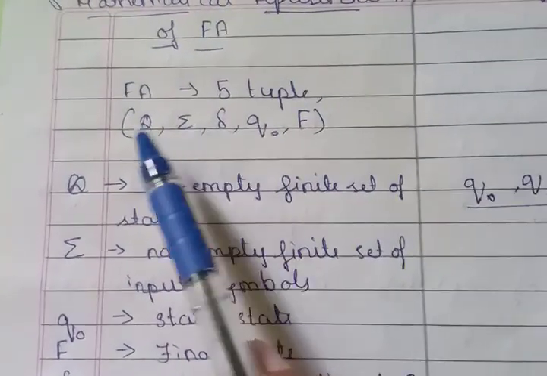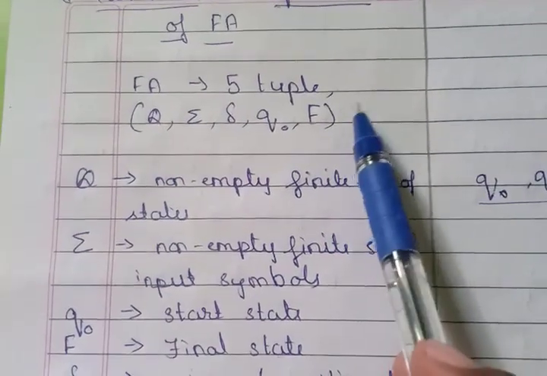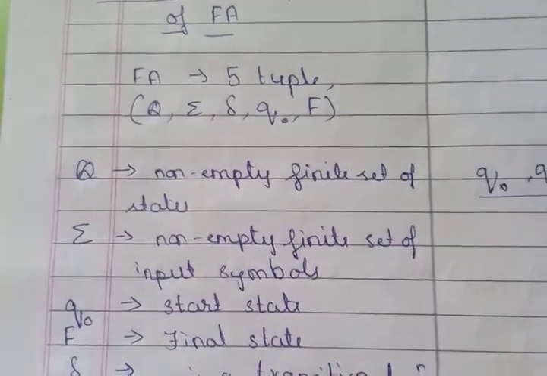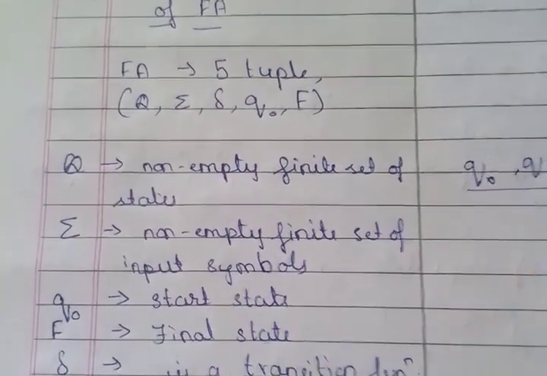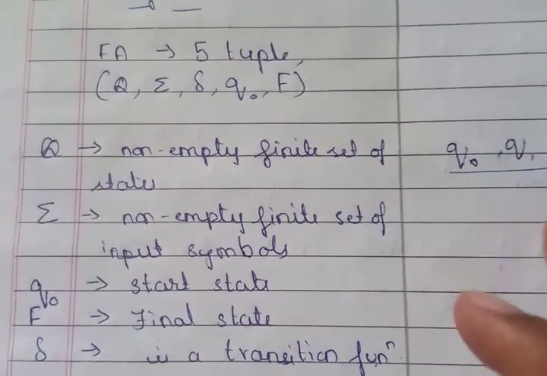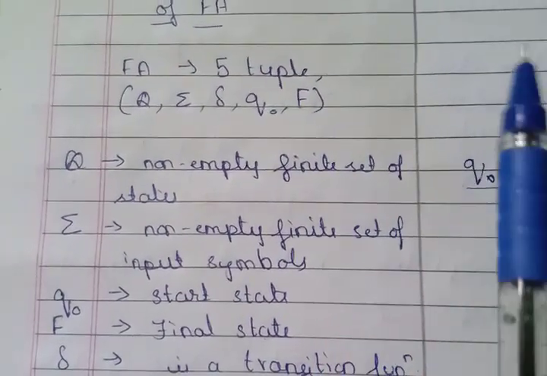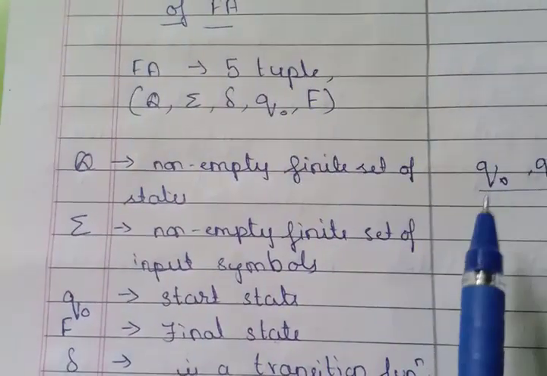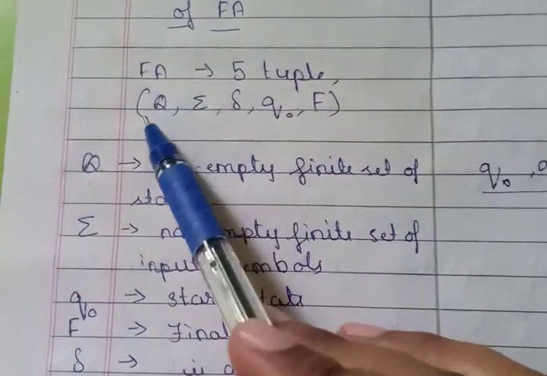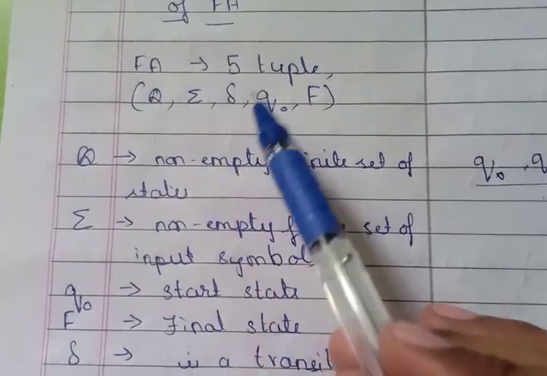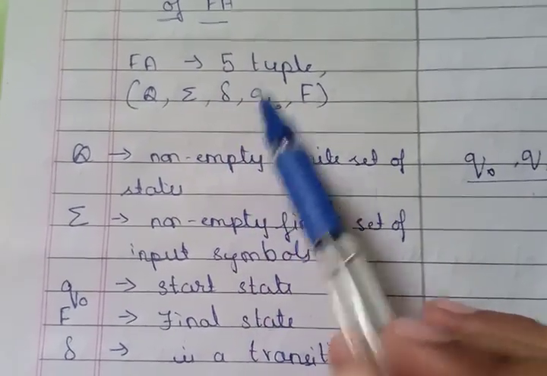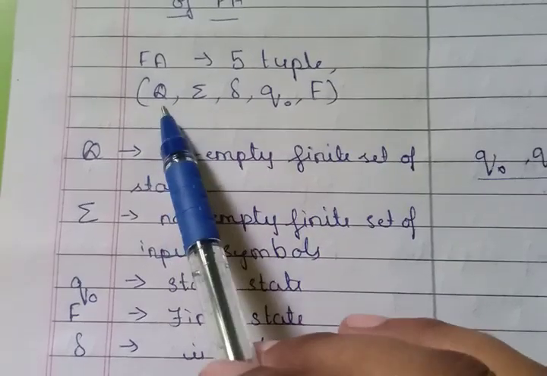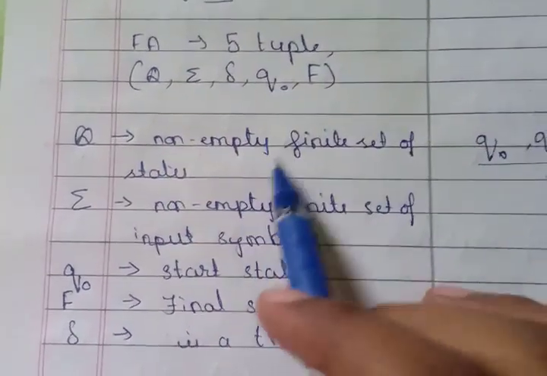Before going into the deeper meaning of these 5 elements, which we will learn in upcoming videos when we solve the actual problems of finite automata, for now let's just know the theoretical part. First up: capital Q, summation, delta, Q naught, F. Now let us see what each one actually stands for.